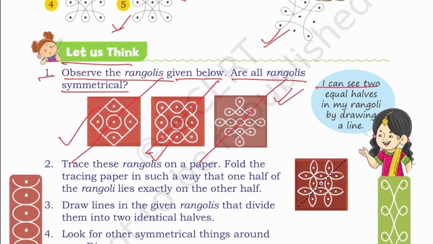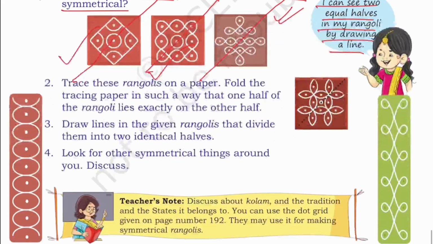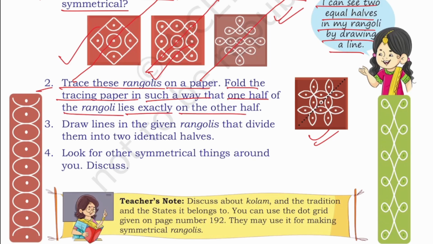I can see two equal halves in my rangoli by drawing a line. You can see it here. To trace these rangolis on paper, fold the tracing paper in such a way that one half of the rangoli lies exactly on the other half. Third, draw lines in the given rangolis that divide them into two identical halves.